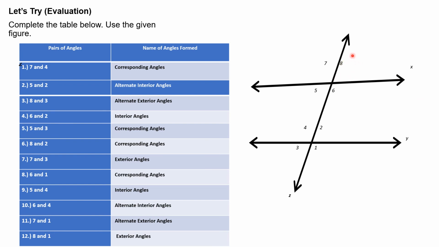Next, let's proceed with angle 8 and angle 2. Angle 8 is exterior, angle 2 is interior, and they are both on the same side of the transversal line. That means they are corresponding angles. Very good.